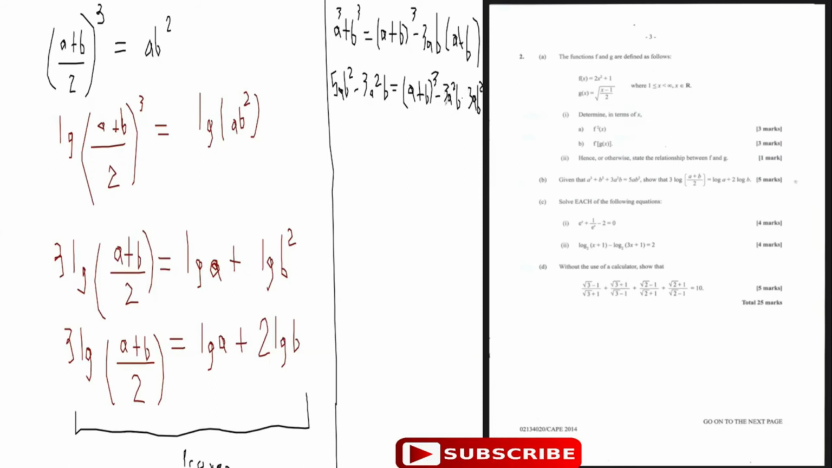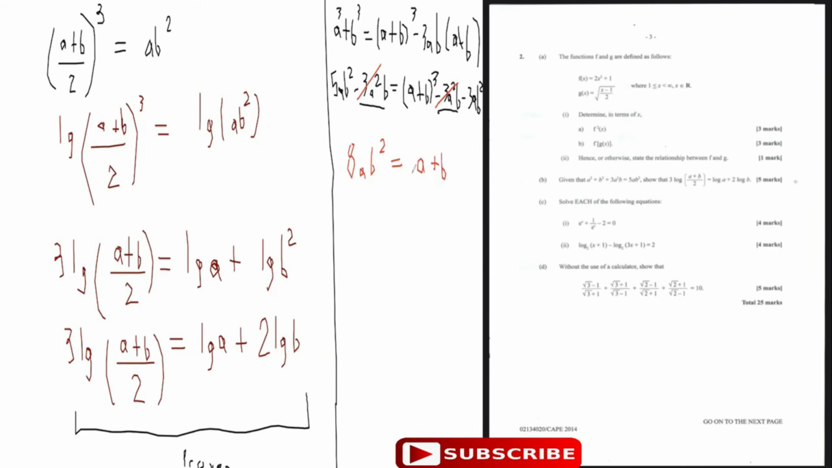Then what you could go further to do is bring over these two over here. By bringing over this minus 3A squared B to over here, it's going to become plus, and so these two cancel each other. And then bringing over that becomes minus 3AB squared plus 5AB squared becomes 8AB squared. And that's going to be equal to A plus B all cubed.